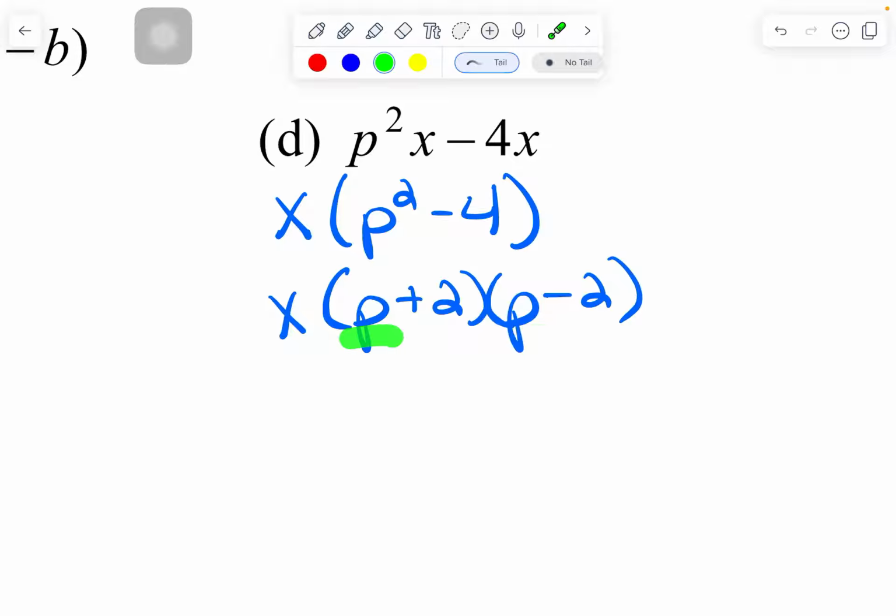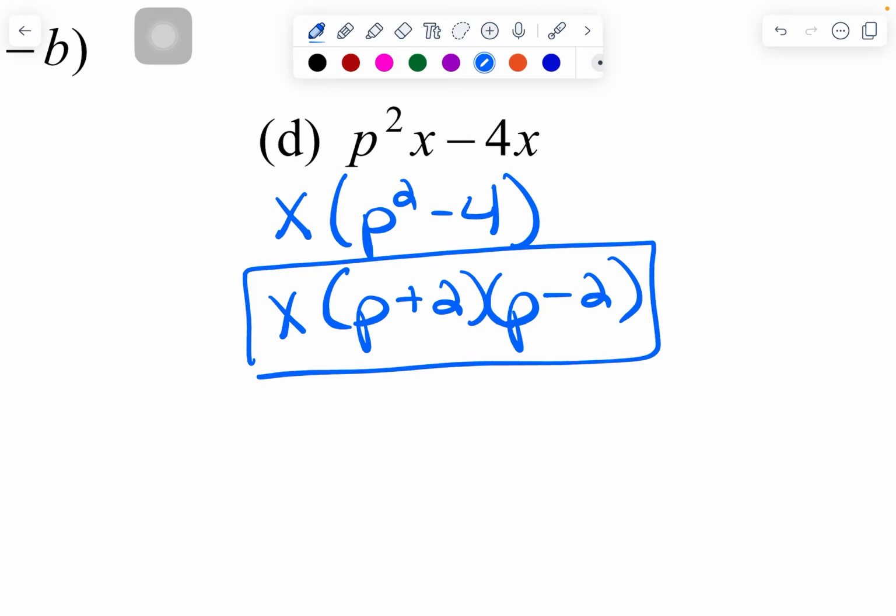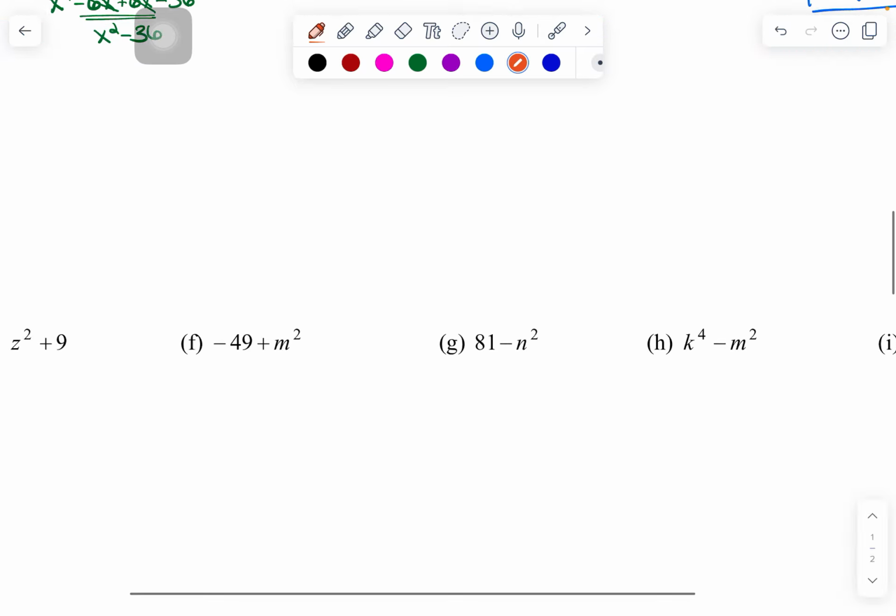Quick double check. P times p is p squared. Negative 2 times positive 2 is negative 4. Positive 2p, negative 2p, they will cancel. All right, part D is all done. I'm going to go ahead and slide on down to the bottom row here.